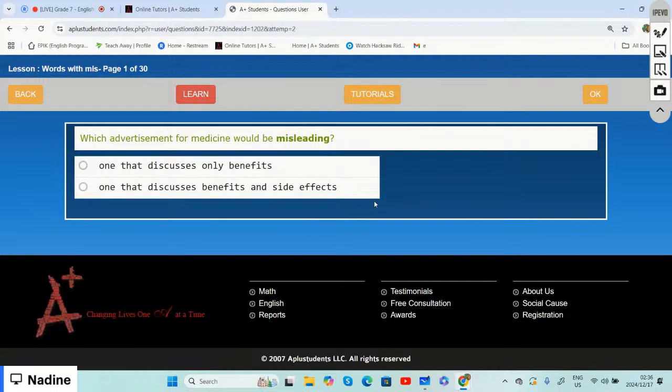And if we were to choose the correct option that says which advertisement for medicine would be misleading, then we would say it's option one, the one that discusses only benefits. Because remember, with medication, there are benefits and there are side effects. And as much as you want your product to sell, you need to give the benefits of it as well as the side effects.